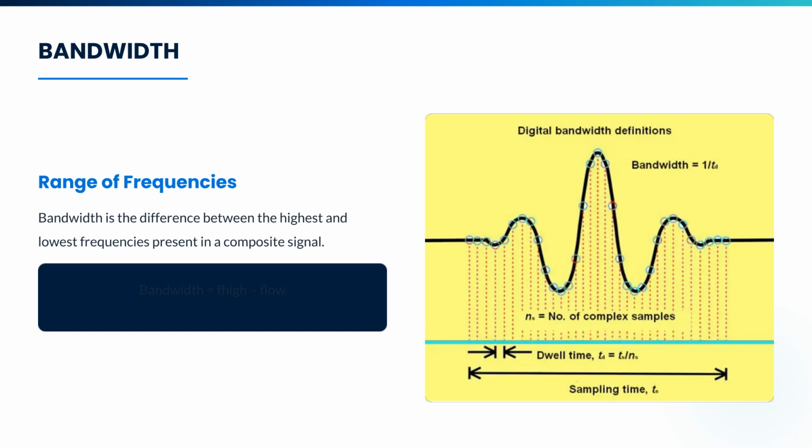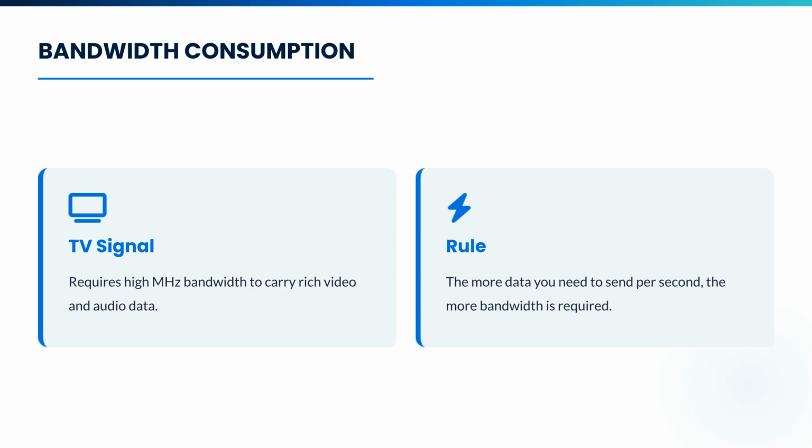Bandwidth is the range of frequencies present in a composite signal. It is calculated as the difference between the highest and lowest frequencies present in the signal. Bandwidth consumption is related to the data content. For instance, a TV signal requires high MHz bandwidth to carry rich video and audio data. The rule is simple. The more data you send per second, the more bandwidth you need.